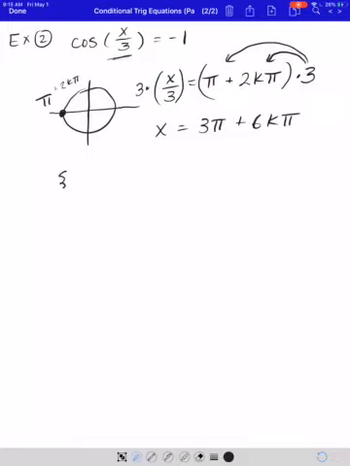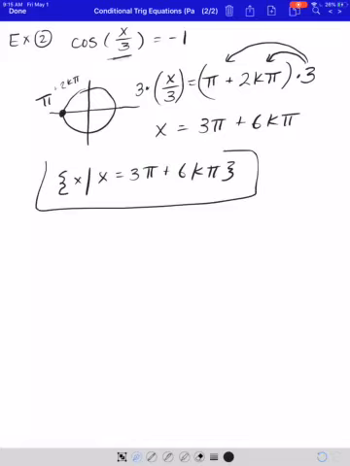And now finally, let's just write our solution using set notation. So we'll get the set of x values such that x equals 3 pi plus 6k pi. And that would be our solution set. And let's try one more example.